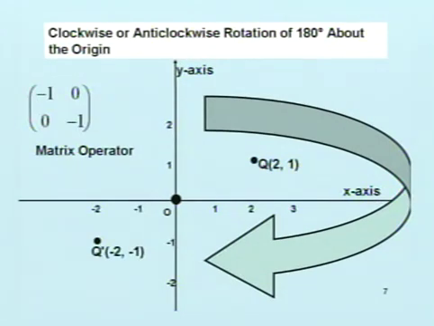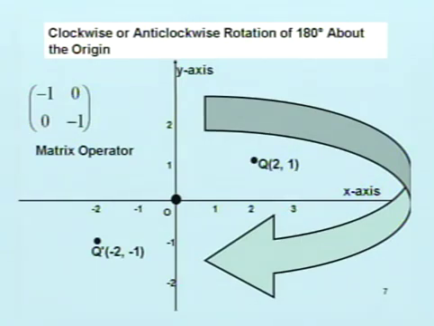Clockwise or anti-clockwise rotation of 180 degrees about the origin. Now, from your trial, you would see that if we go 180 degrees clockwise or 180 degrees anti-clockwise, we'll end up at the same point. And you can try it out. Let's take the point Q, which is your object. The coordinates of the point Q are (2, 1).